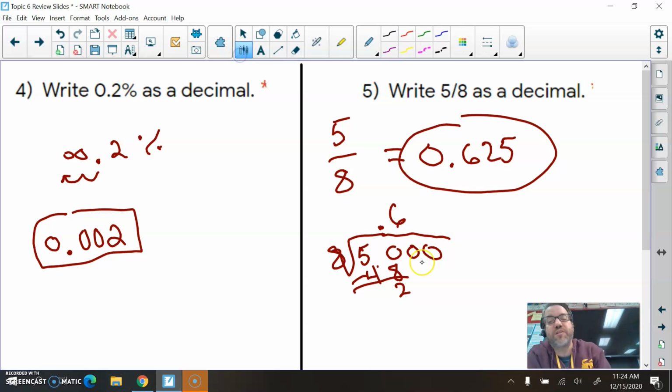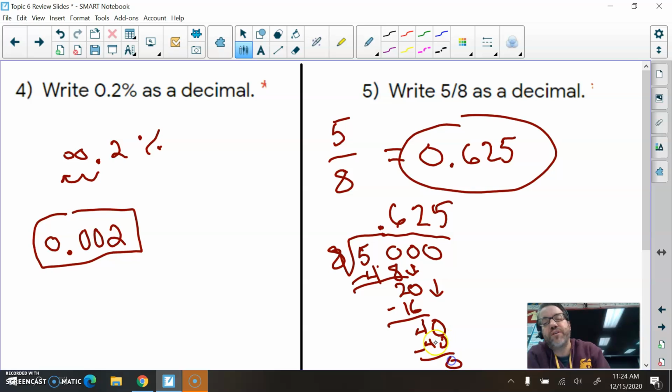And let's see here, bring down a 0. 8 times 2 is 16. Subtract that from 20, we get a remainder of 4, bring down a 0. And 8 times 5 is 40. And we get our remainder of 0 here. So you can see we get 0.625 when we divide it by hand as well. But you can use a calculator.